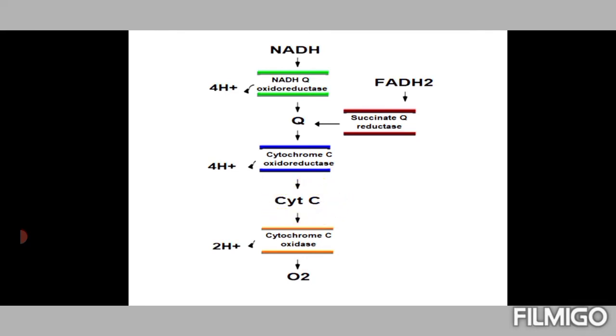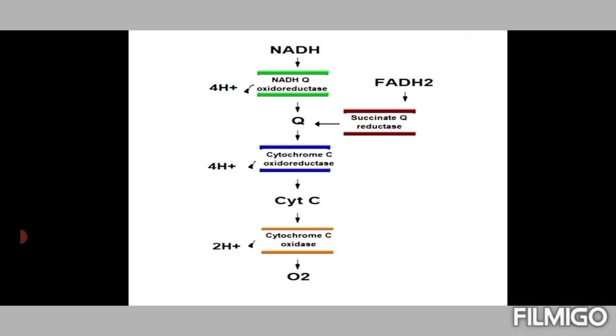These are mobile carriers. It is actually through these complexes and carriers that electrons are passed, resulting in proton pumping, which we'll see, and also resulting in electrons being passed to or accepted by molecular oxygen so as to form water. Let us see the process of electron transport, proton pumping, as well as formation of water, or acceptance of electrons by molecular oxygen to form water.